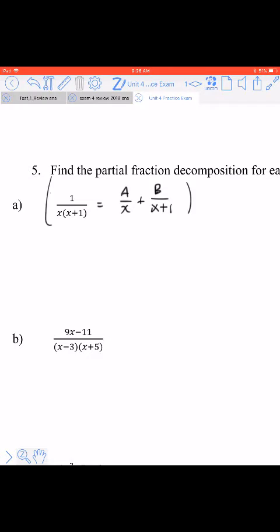Now remember, the next step is to multiply the whole equation by the lowest common denominator, which is x times x plus 1. So when that multiplies over to here, the denominator and the least common denominator there would just cancel out, so you're left with a 1. When this multiplies to that, the x's would cancel, so a would multiply x plus 1. So a times x plus 1. Now when this multiplies here, the x plus 1's would cancel, so b just multiplies with the x.